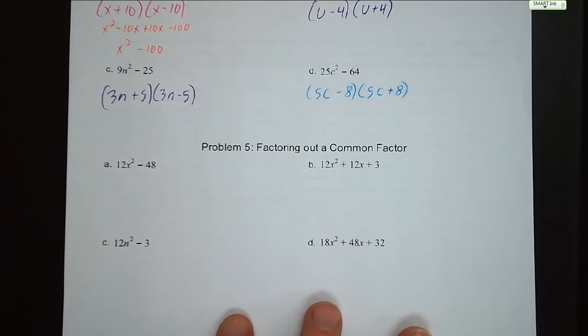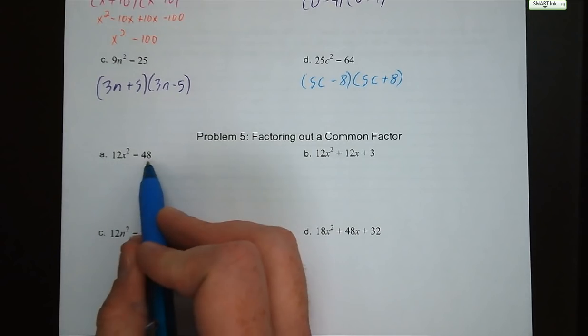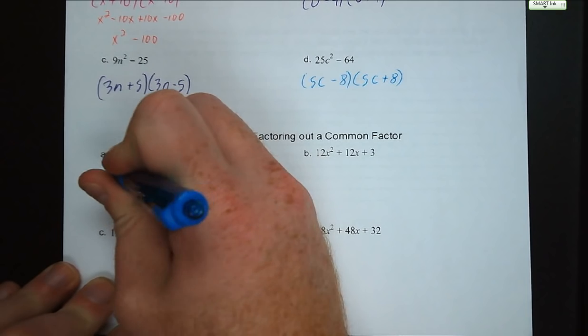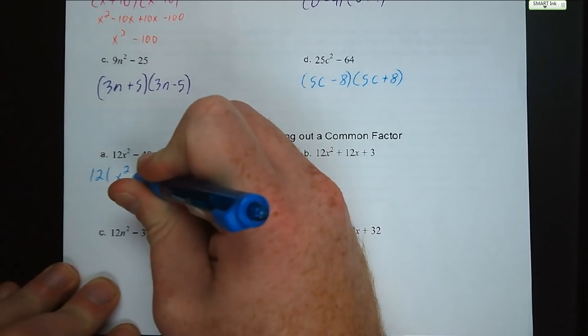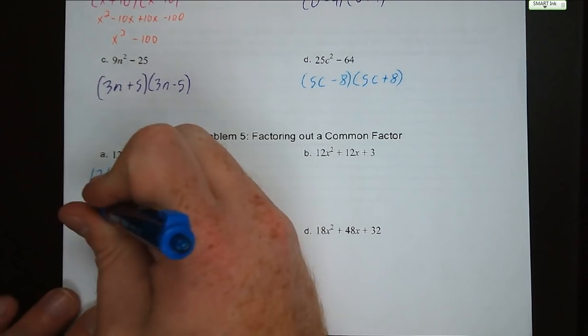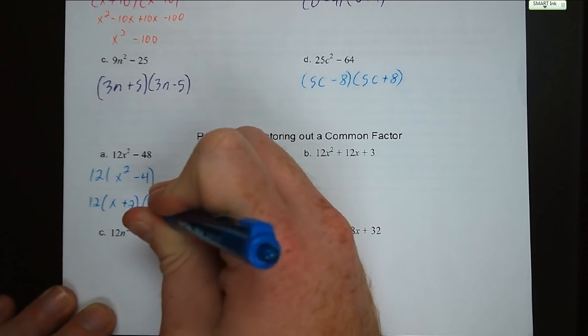Last problem in this lesson, problem number 5, factoring out a common factor. So we need to pull out that common factor first. 12x squared minus 48. Common factor in those, well, 12, 24, 36, 48. Hey, look, 12 is our common factor. And we're left with x squared minus 4. Where have I seen that before? Oh, yeah, it's going to be 12 times the quantity x plus 2, x minus 2.